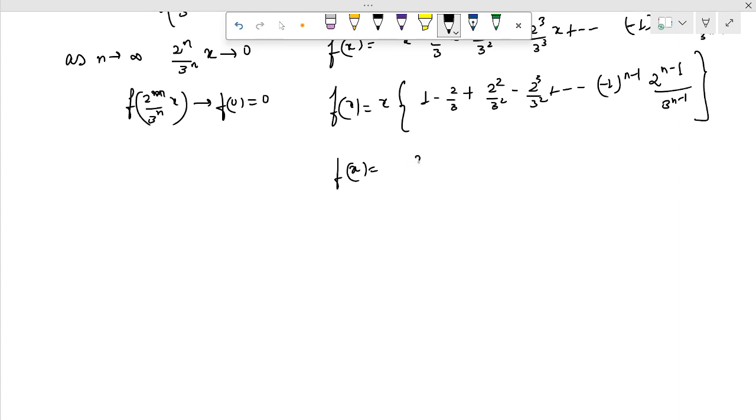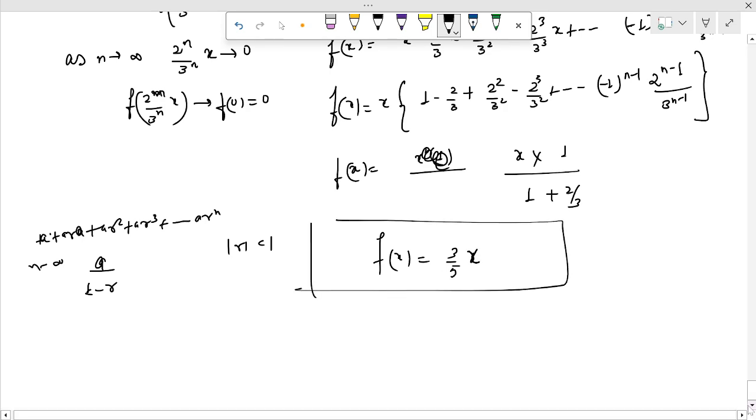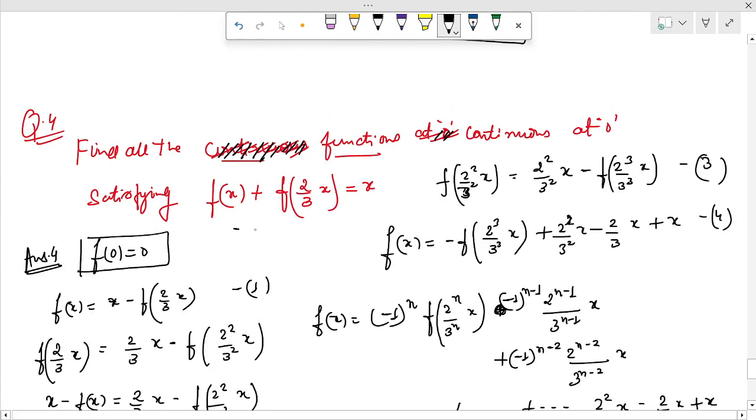so f(x) will be equal to x into 1 upon... we know that if we have a + ar + ar² + ... + arⁿ, and n tends to infinity, and if |r| is less than 1, this sums up to a/(1 - r). So here instead of r we have -2/3, so this will be x into 1/(1 - (-2/3)), so f(x) will be simply 3/5 x. So this linear function, f(x) = 3/5 x, will satisfy this particular functional equation.